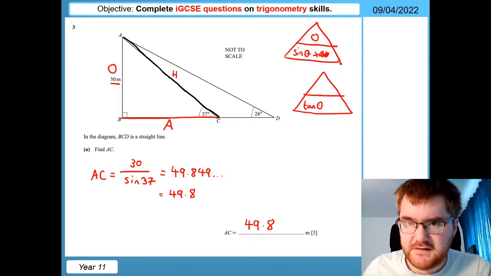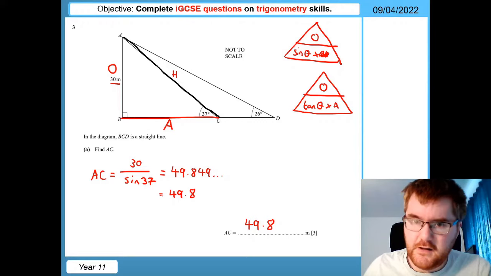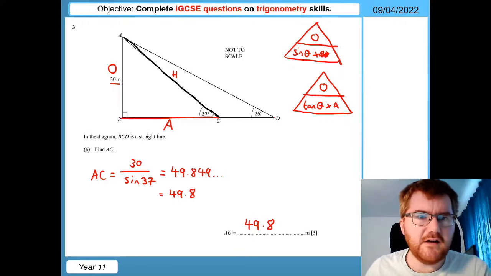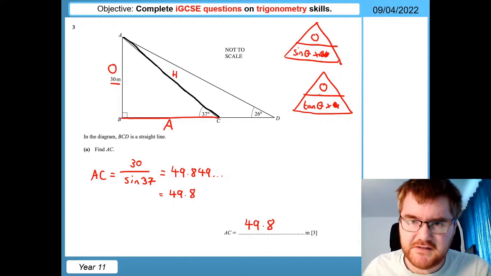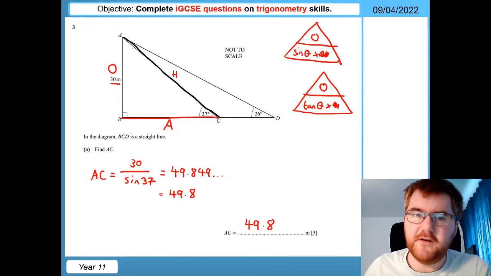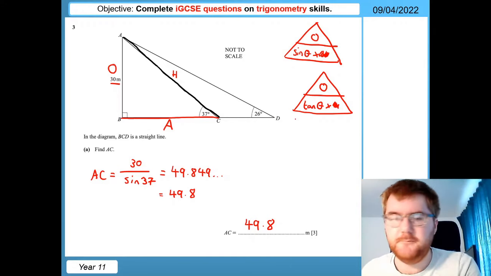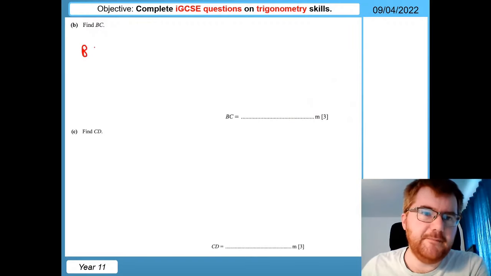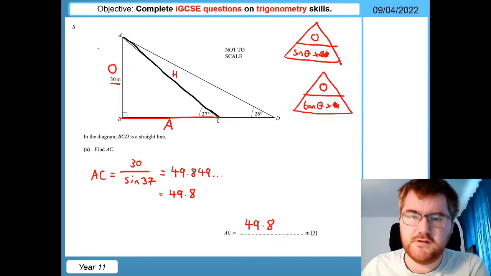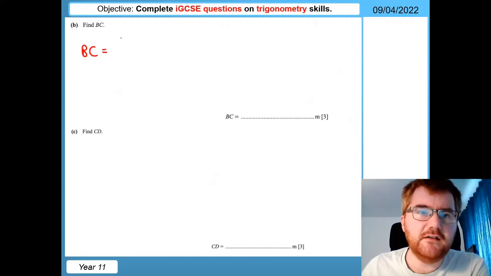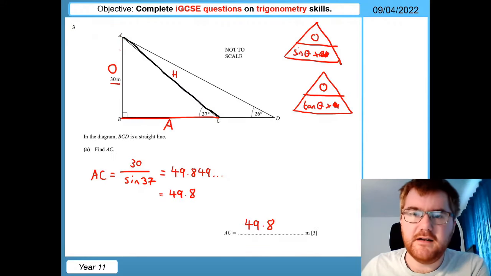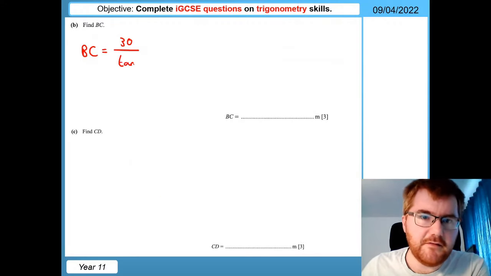So we have tan theta times A over there. And this time we are looking for the adjacent side. So we don't want the adjacent. So we're going to do opposite divided by tan of the angle. So BC is equal to, opposite is 30 divided by tan of the angle, so tan 37.